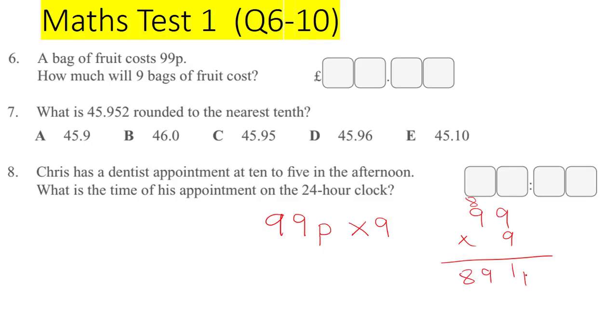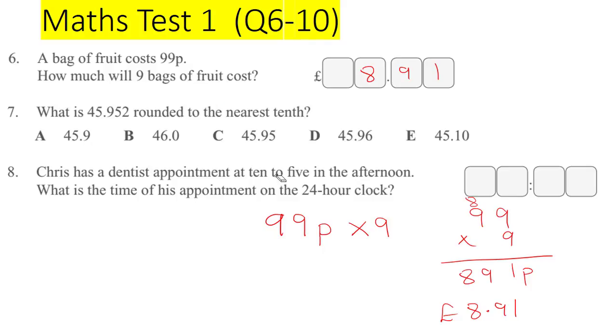So this is 899 pence, which if you change to pounds, you divide by 100, so that becomes £8.91. You normally put the decimal point there, or you divide by 100, because 1 pound is equal to 100 pence. So this is going to be £8.91.